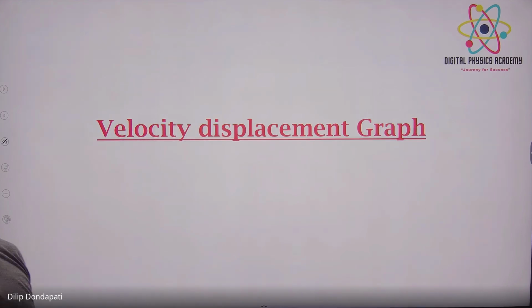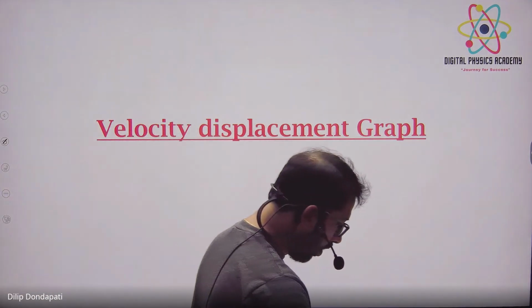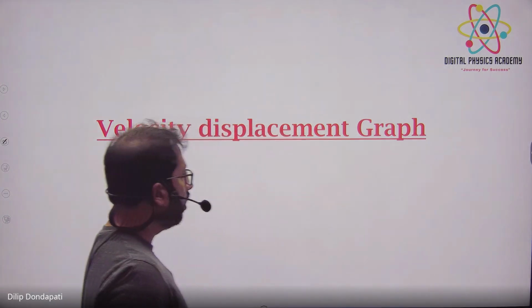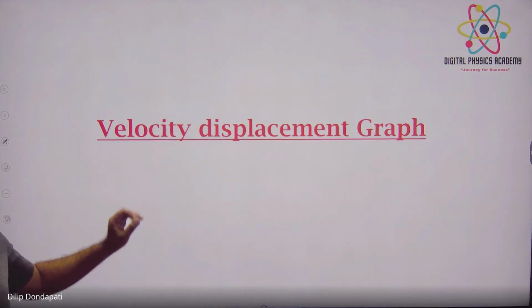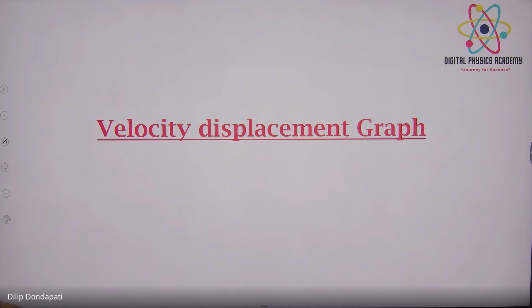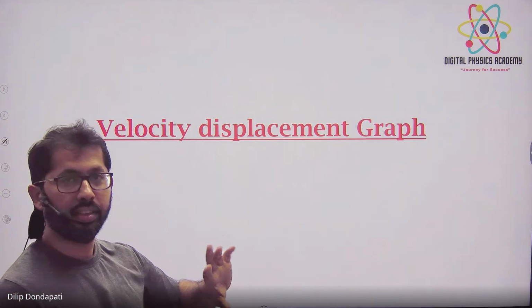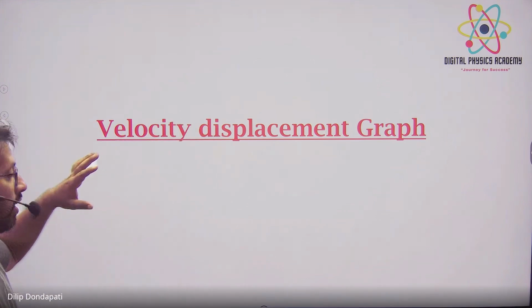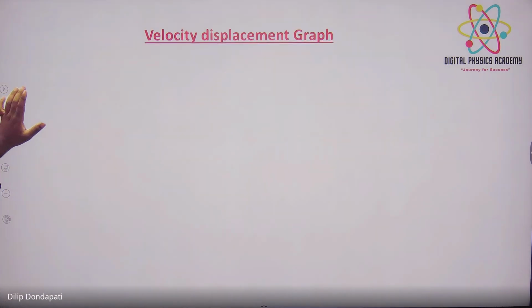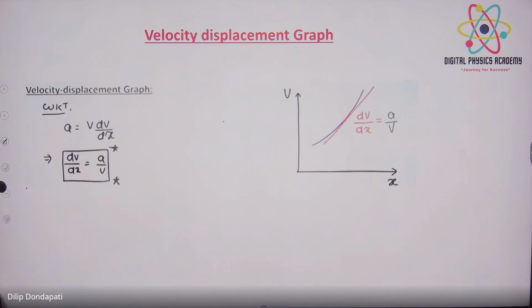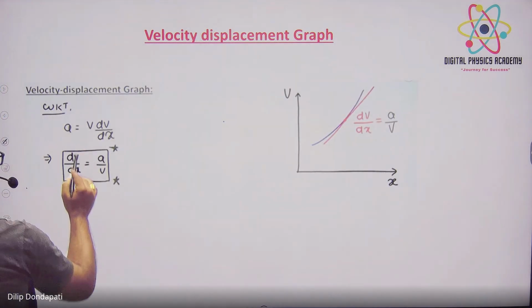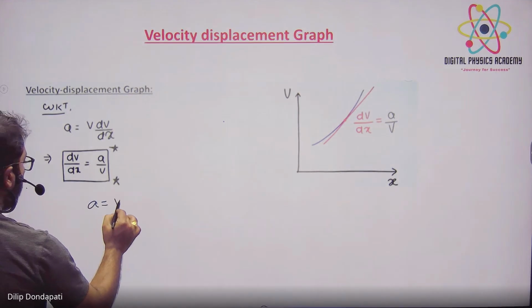Now the velocity displacement graph. They will ask this type of question in the exam, because velocity with time is easy. That's why they will ask graphs like this. In the velocity displacement graph it is simple, understand. We know this one formula, right? A is equal to V into dV by dx.